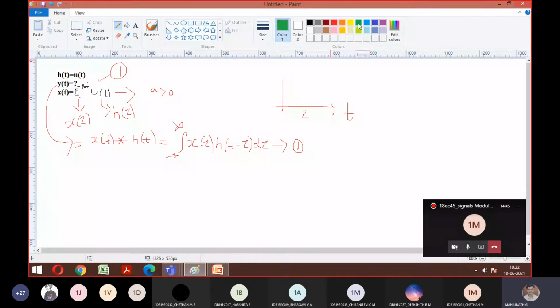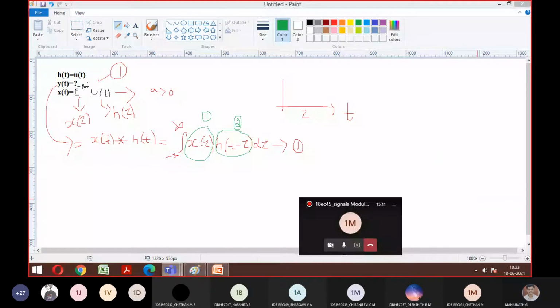What are the things you're supposed to calculate from this? Observe carefully. I need to find x of tau. Similarly, I need to find h of t minus tau. These are the two things we need to convolute, and we need to apply integration depending upon the given signal. Then you are going to get the answer y of t. Is that okay till here, everyone? Shall I proceed? Yes, sir.